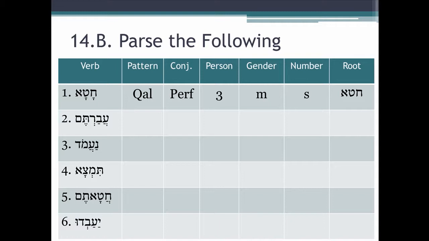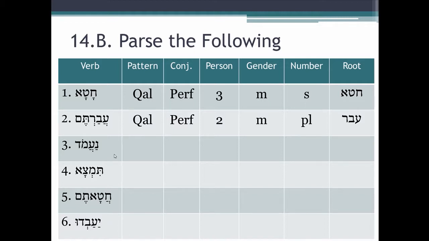Number 2, avartem. Does it have a prefix? No, it does not, so it's going to be a Qal perfect, and the tem is quite predictable as second masculine plural.